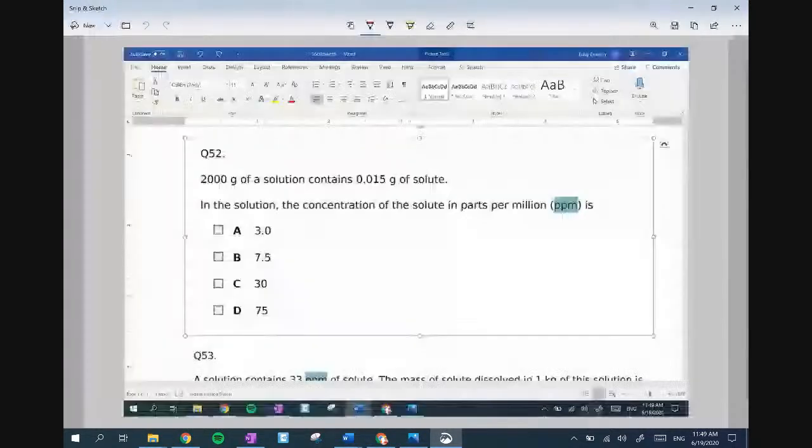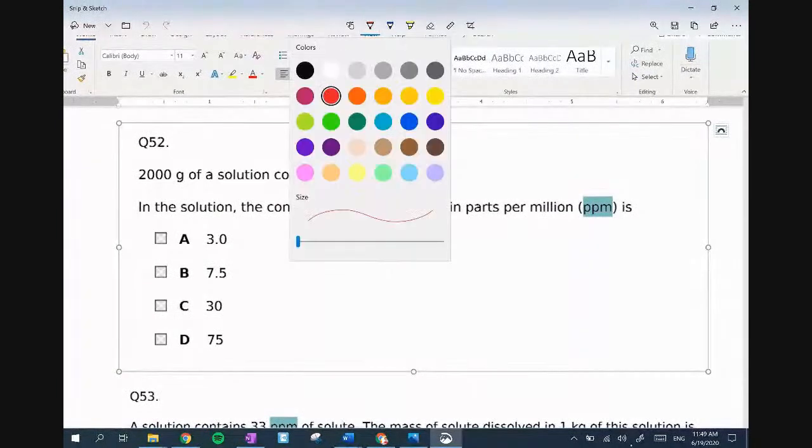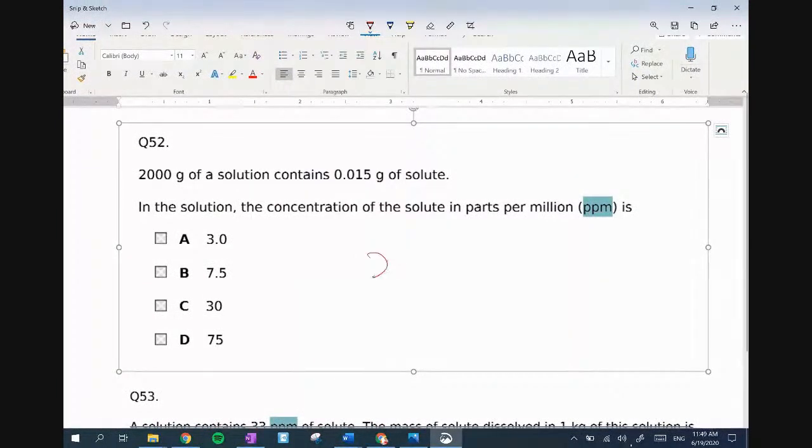There we go. Right. So we know we've got x over y, and y is the volume that we're in. It says 2,000 grams of solution contains 0.015 grams. So there's my solute. If you like, you can do solute and solvent here. That even works for solute being a gas, you see. It does actually work out. Can be done.